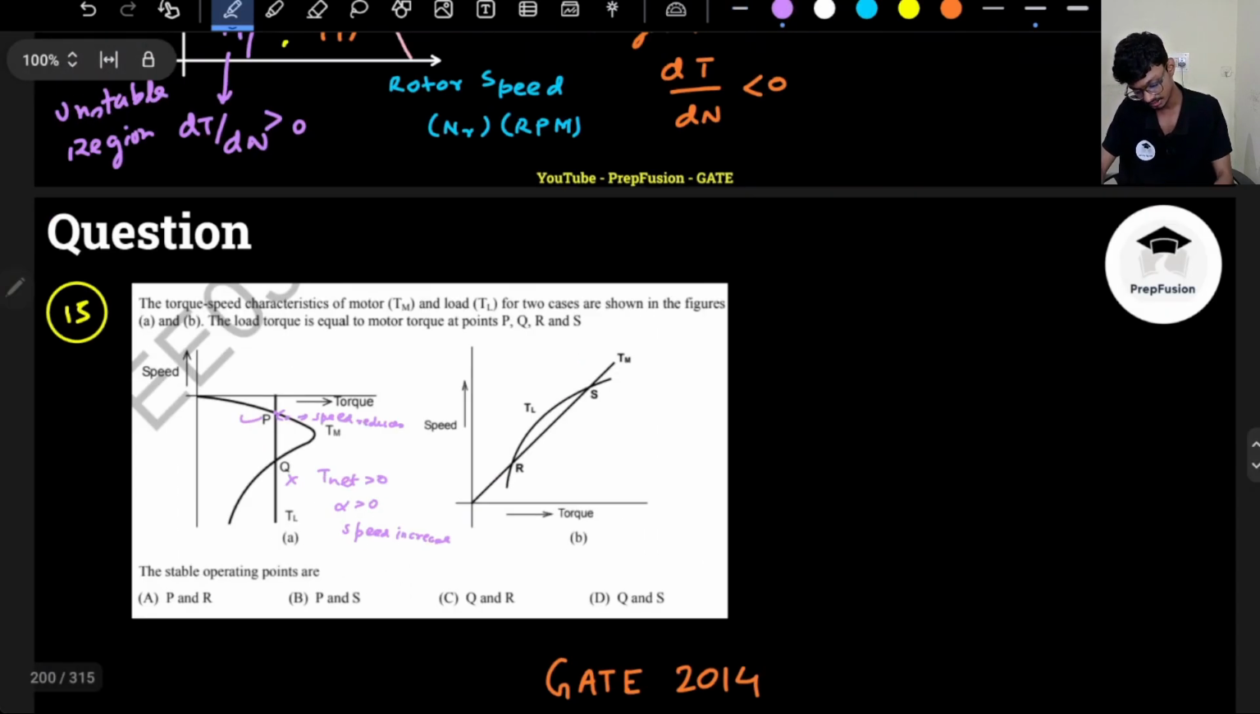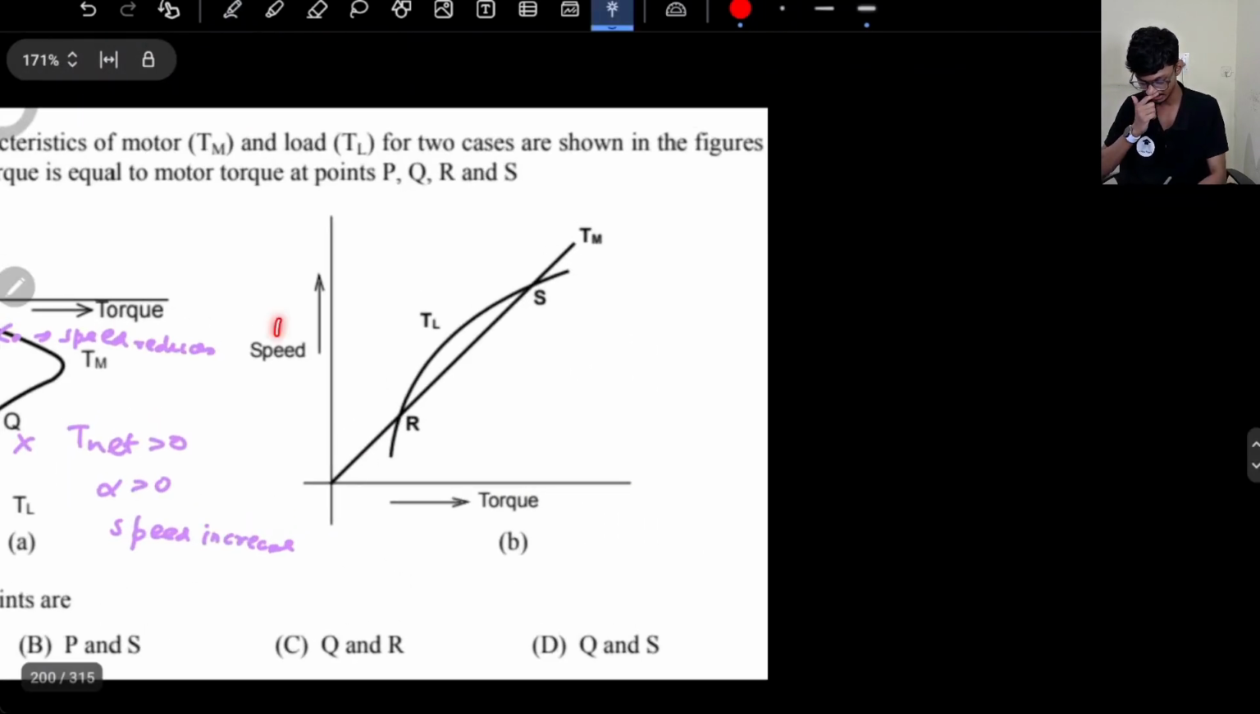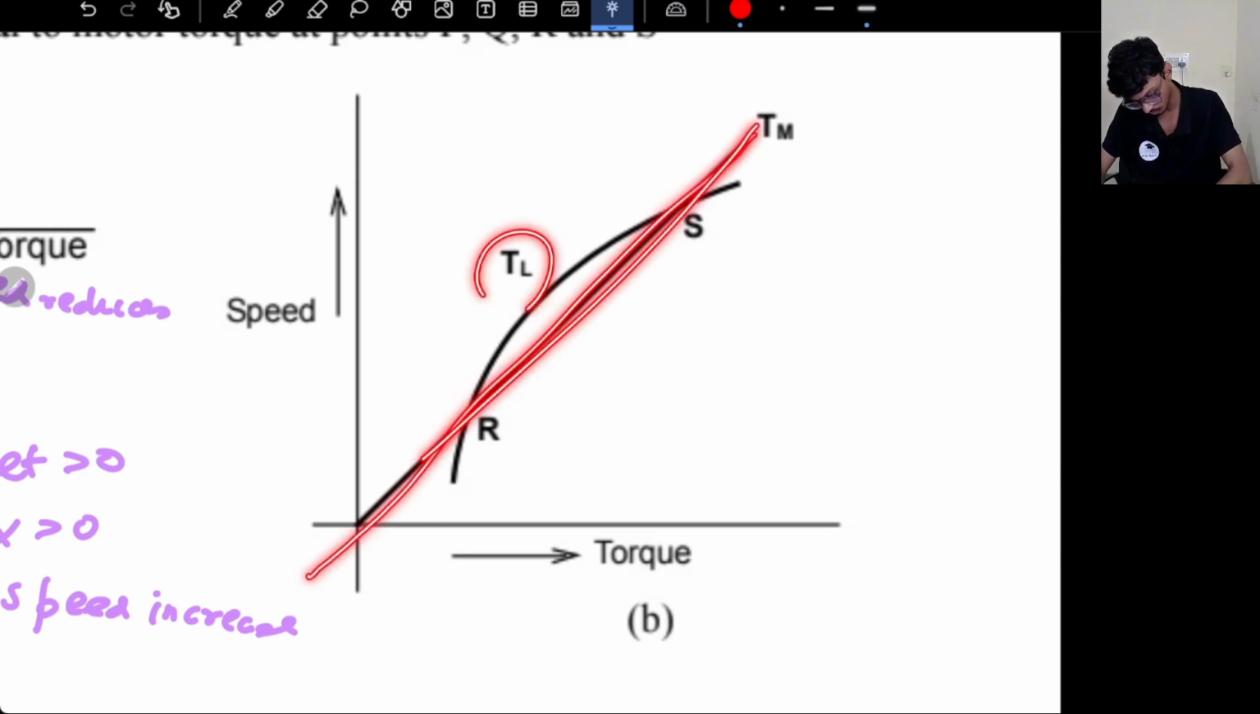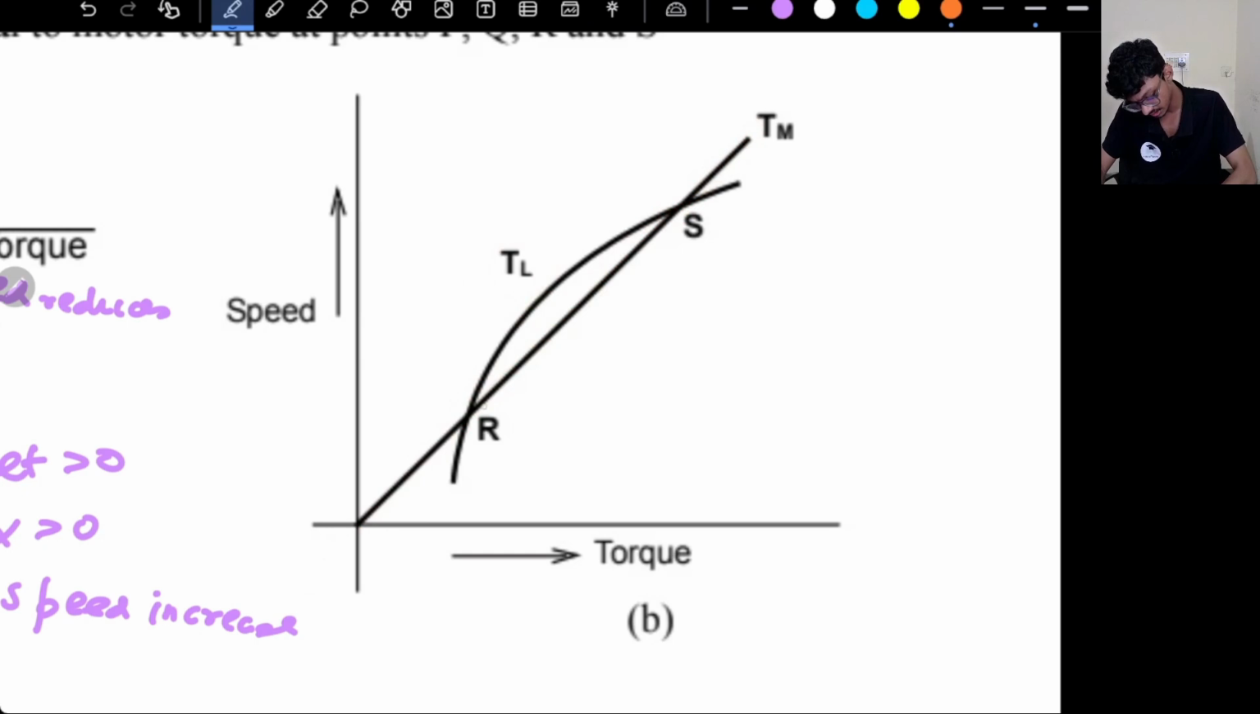Same thing here. Again they have flipped the torque and speed graph intentionally so that you make a mistake. If I increase the speed here, this is the motor torque and this is the load torque. Let's say this was the R position, and I move from this position to this position, so the speed has increased. If speed increases, what is happening to the torque? Here the torque was equal. Is the load torque really higher?